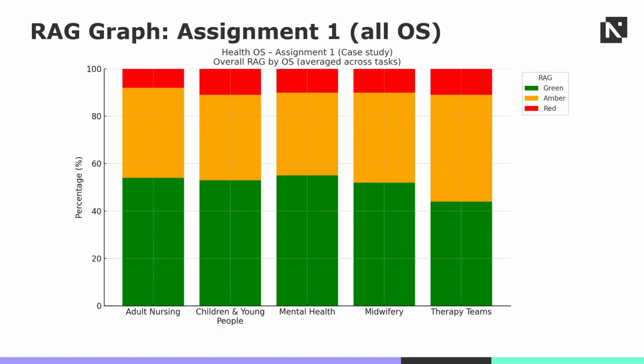This slide shows assignment 1 case study across the 5 Health OS pathways. So each bar represents the balance of strengths and challenges across the tasks. So adult nursing and mental health show the strongest balance with clear tilt towards secure performance. Midwifery follows closely with good performance overall, but some variation where justification and time management were weaker. Children and young people sit in the middle with solid work on parental engagement and safeguarding, but weaker procedural detail and documentation holding learners back.